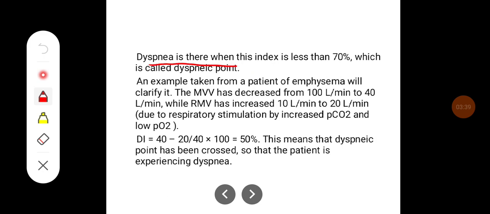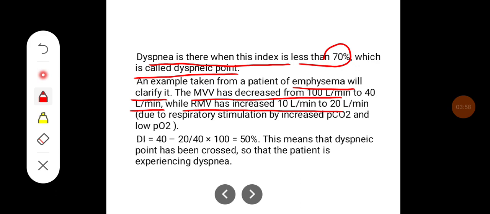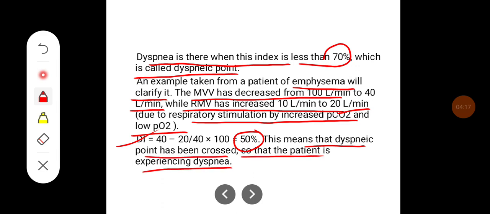Dyspnea occurs when the index is less than 70%, which is called the dyspneic point. An example taken from a patient of emphysema will clarify this. The MVV has reduced from 100 liters per minute to 40 liters per minute, while RMV has increased from 10 liters per minute to 20 liters per minute due to the respiratory stimulation by increased PCO2 and low PO2. Hence, the dyspneic index will be around 50%. This means that the dyspneic point has been crossed, so the patient is experiencing dyspnea.